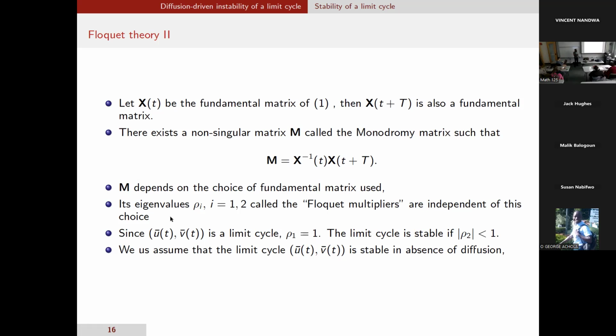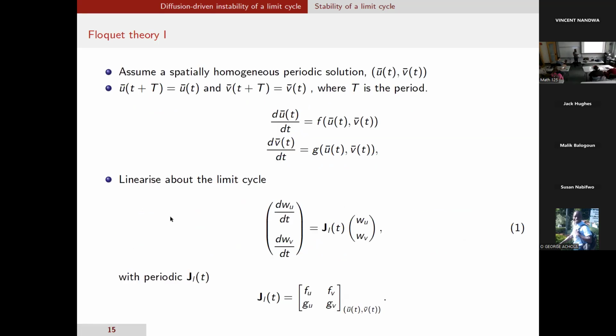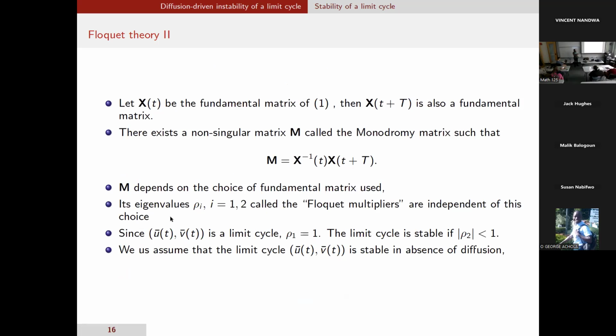I think there's a theorem we can check. The determinant of this M is the exponential of the integral of the trace of the Jacobian matrix. So it's something which depends on the trace, and the product of the multipliers gives you the determinant. So it depends on the exponential of the integral of the trace of the Jacobian.